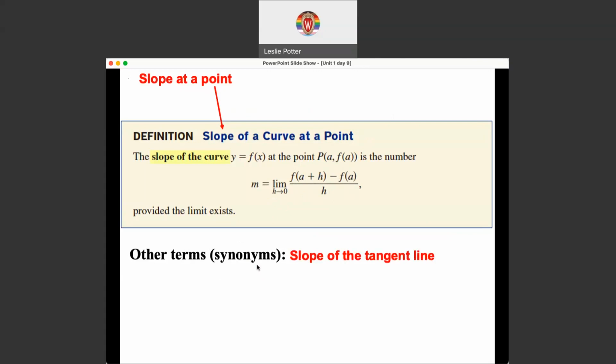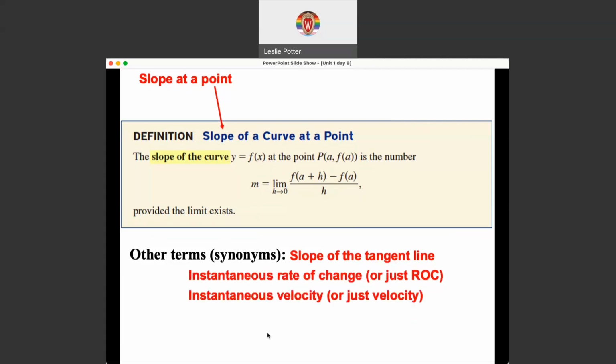Our other synonyms then, we call this the slope of the tangent line, because as we close that gap, that secant line becomes a tangent line because we're at 1 point. We also call this the instantaneous rate of change. Because it's at 1 point, in our example, x equals 1, we call it instantaneous. We had the ROC designation, so we just call this ROC.